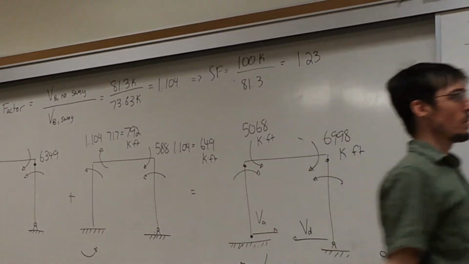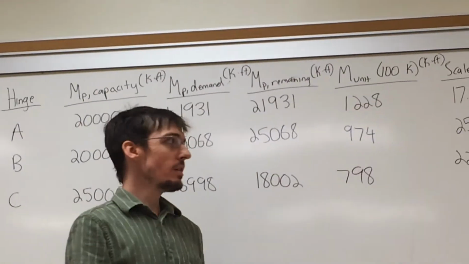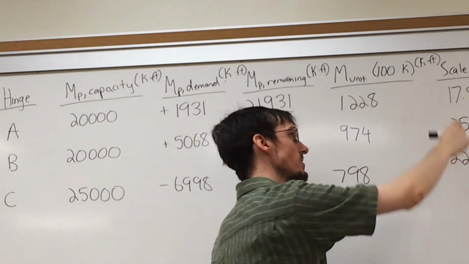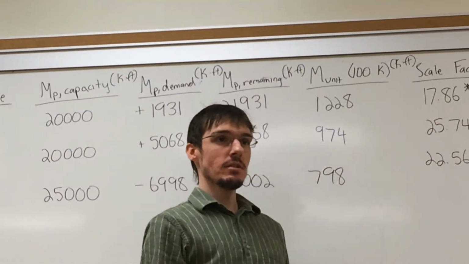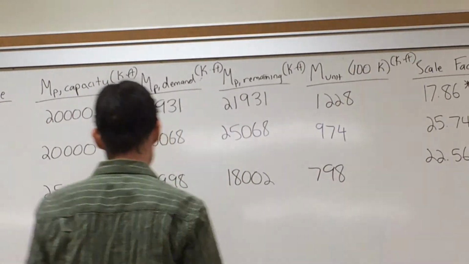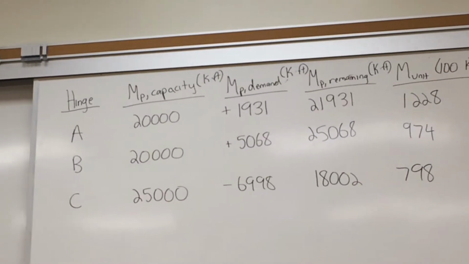So the reason we used a 100 kip lateral load is we can now very easily determine how much lateral force is required on this frame to develop a plastic hinge. So we just take this 17.86 scale factor, we multiply it by 100 kips, and we can come up with the amount of force required to form the first hinge.